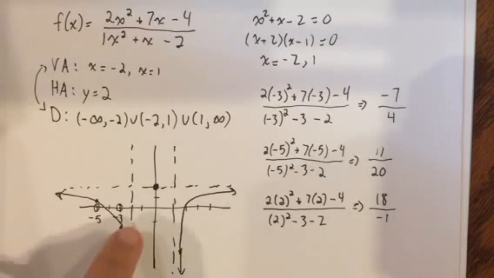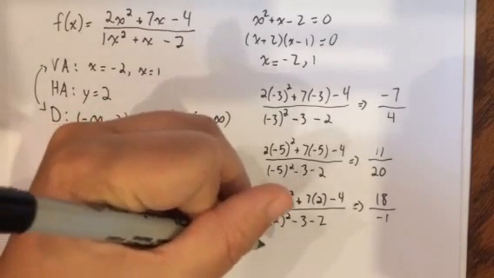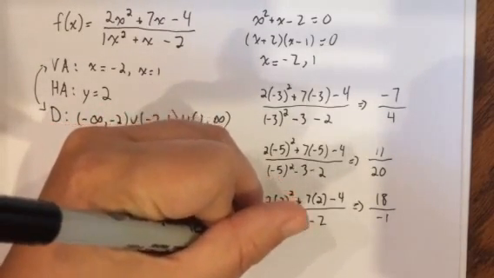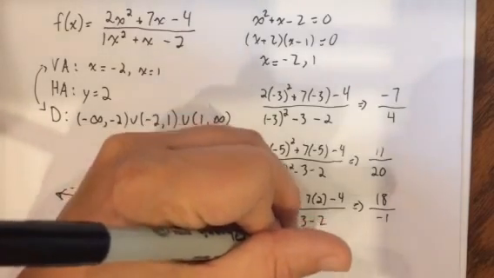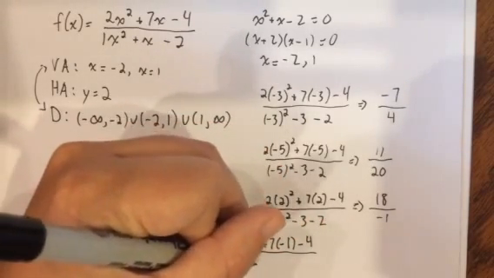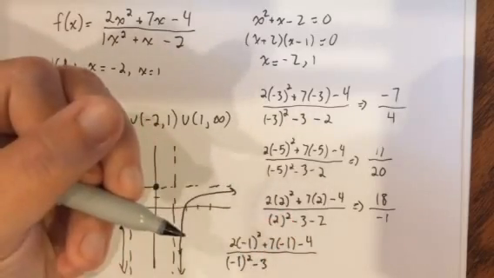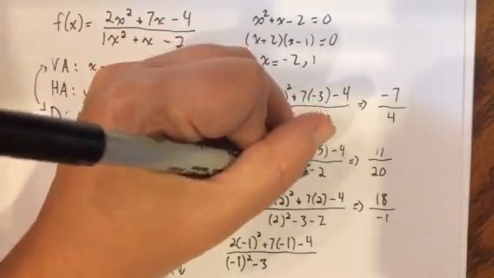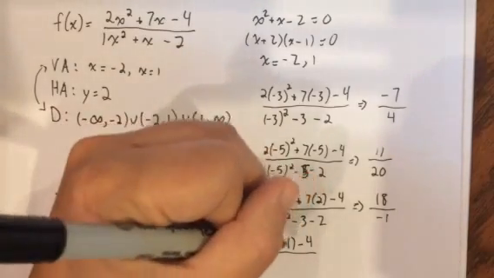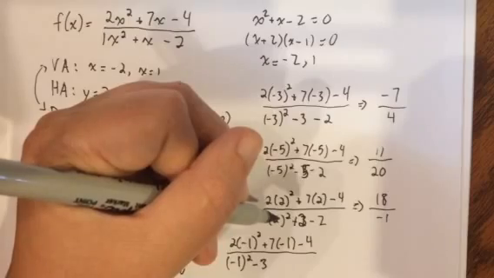So let's plug in stuff closer to this vertical asymptote. So I'm going to plug in negative 1. 2 times negative 1 squared plus 7 times negative 1 minus 4 over negative 1 squared minus 3. Why did I do minus 3 on every single one? That would have been minus 5. That would have been plus 2. Which would have changed all of my answers.